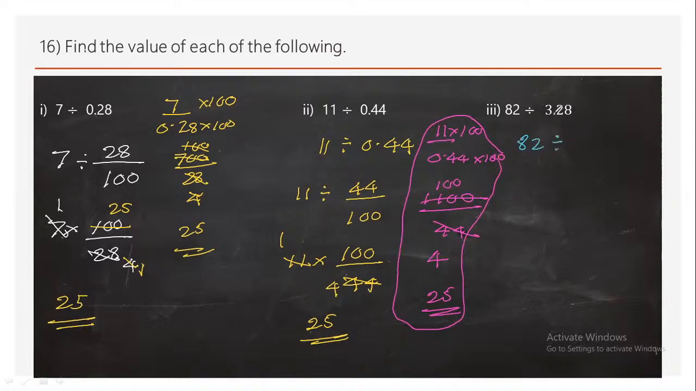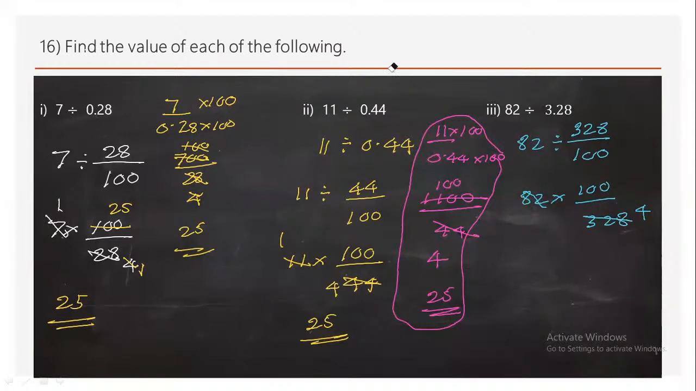82 divided by 3.28. The divisor contains 2 decimal places, so the denominator has 2 zeros. It means 328 over 100. 82 into the reciprocal of this, upside down change, 100 over 328. Then 82 into 100. Now let's cancel out how many 82's. It seems to be 4, right? 4. 100 divided by 4 is 25.